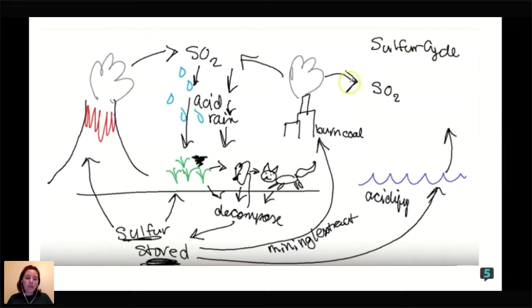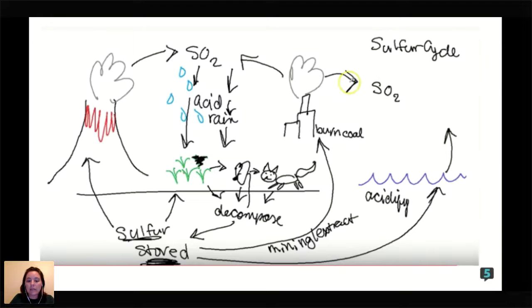When volcanoes erupt, a lot of the gases that they emit are sulfur dioxide. So that's how a lot of sulfur naturally gets into the atmosphere. And once sulfur in the soil is taken up by plants, it goes through the food web. Again, you can see my awesome drawing skills by this mouse, I think that blob is supposed to be, and a cat, and then those can decompose into the soil and be stored there.